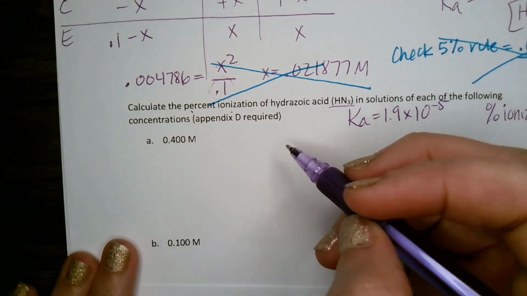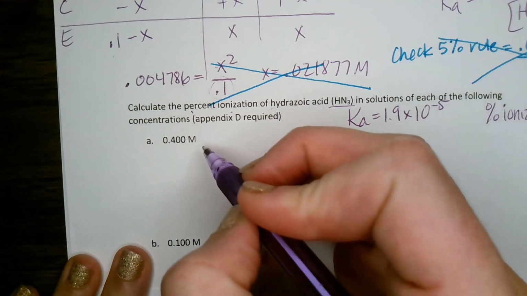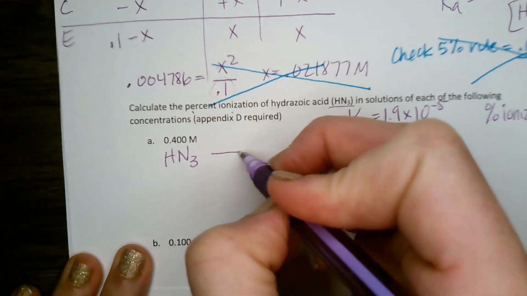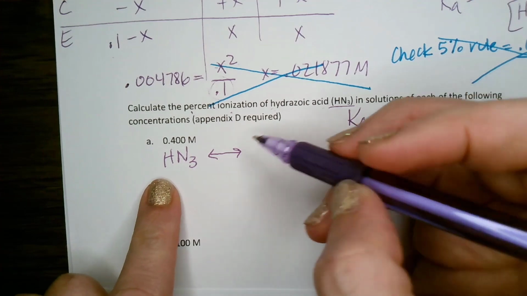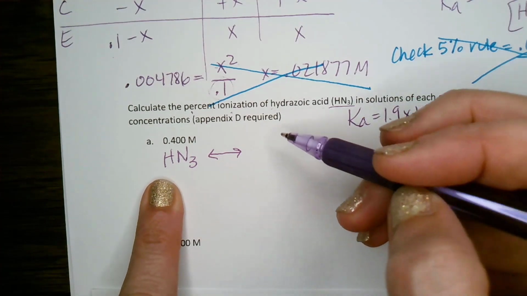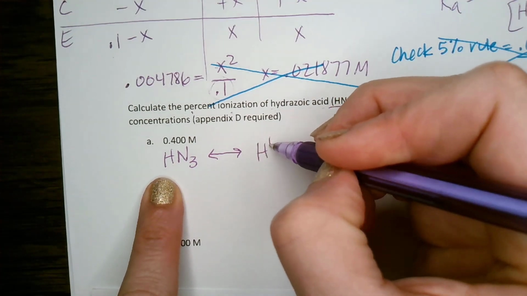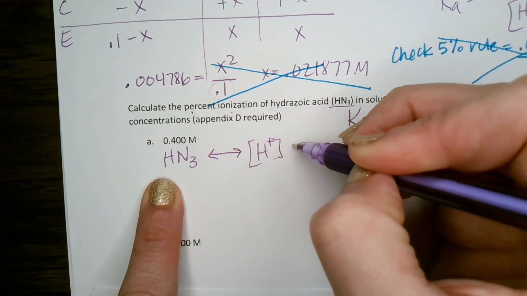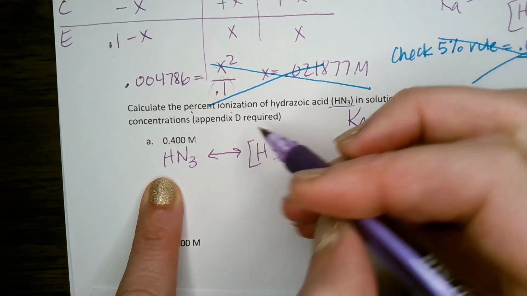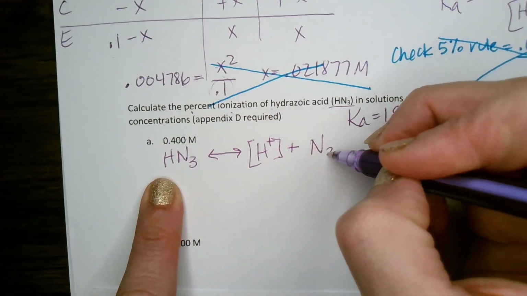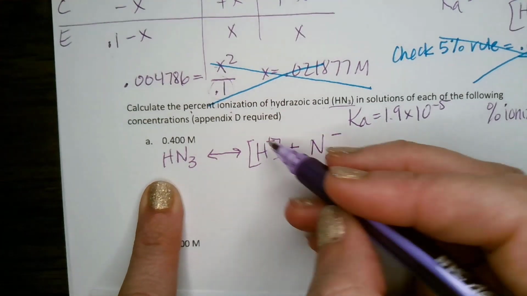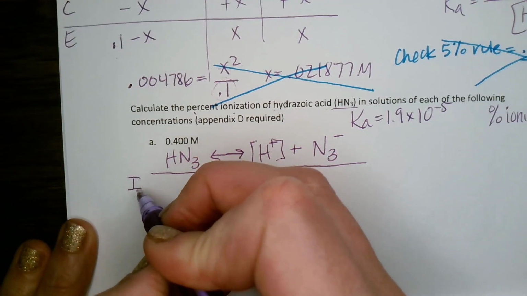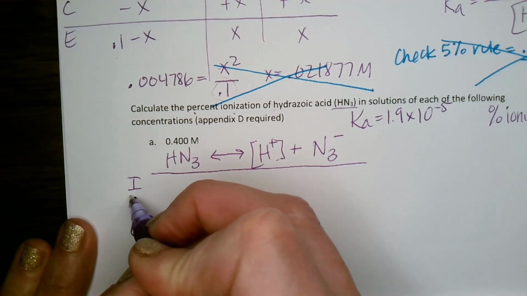So let's start here with our ICE table. We've got hydrazoic acid, so HN3, and we know that it is combining with water, so we're going to have our H plus or H3O plus, depending on how you're writing it, and we're losing our H, so we just have N3 minus. Okay, so let's start with our initial, our change, and our equilibrium values.